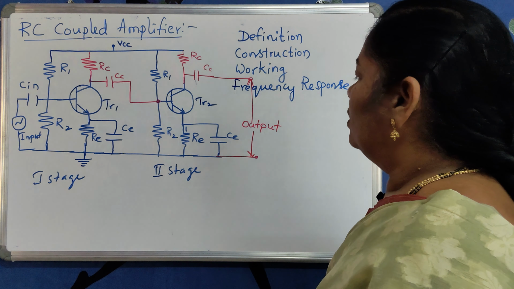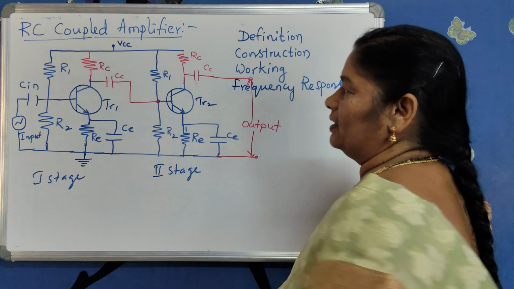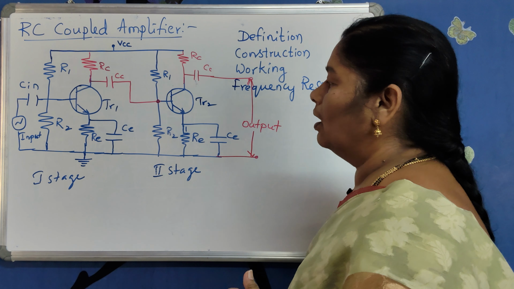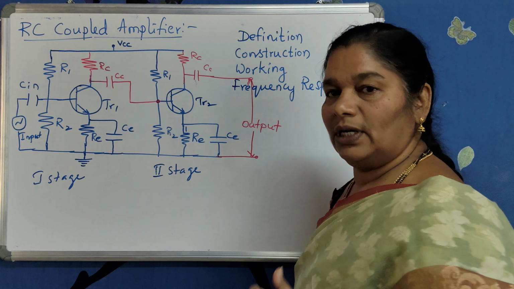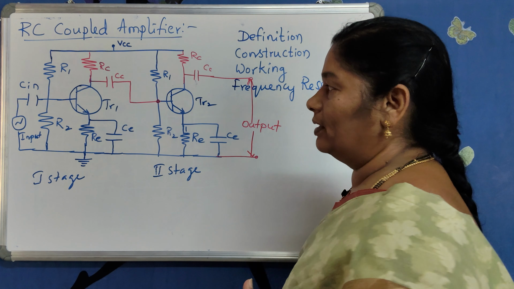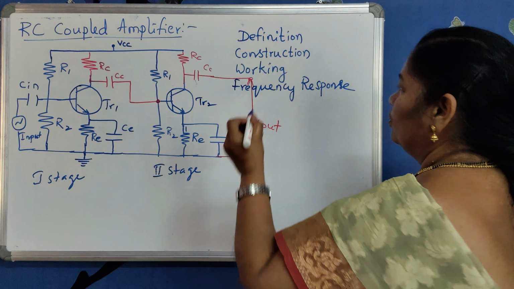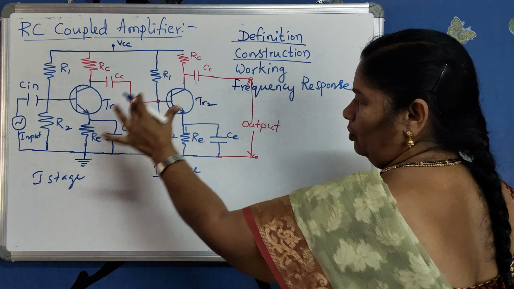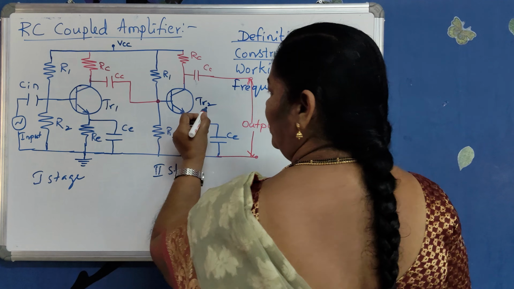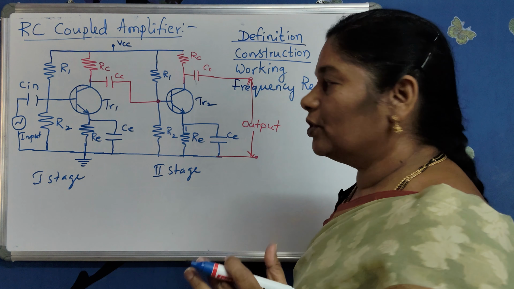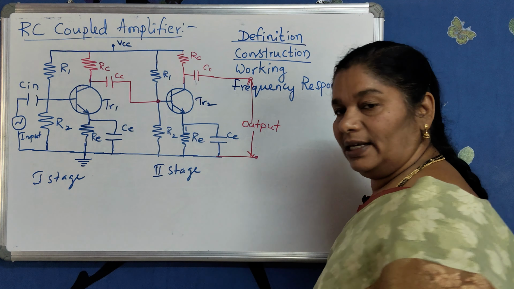When you explain the circuit, you must go through the definition first. So what is the definition here? In a multi-stage amplifier, when the signal from one stage is given to the next stage using an RC network, then it is called an RC coupled amplifier. And then what about the construction? Construction, how we draw this amplifier: TR1 and TR2 are the two transistors which are meant for amplification, and R1 and R2 are the biasing network.